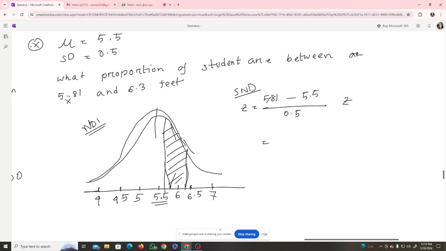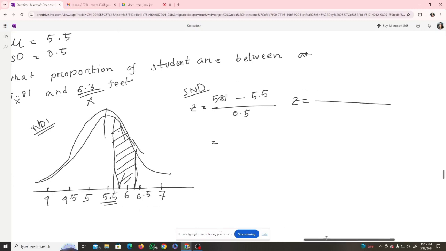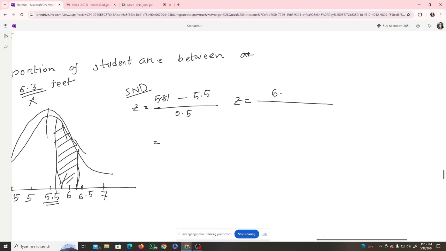So we will have a value for this. And again, when we take this value as observation, which I mean by x, 6.3 will be here. 6.3 minus 5.5 divided by 0.5, and after calculating these values, you get 0.62, and for this case you get 1.6.